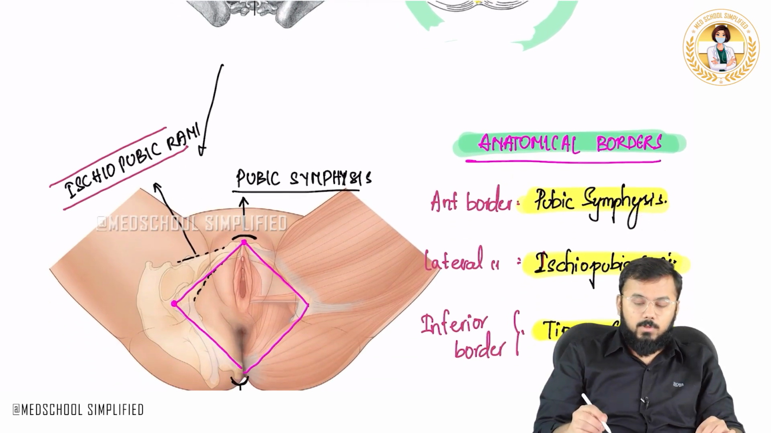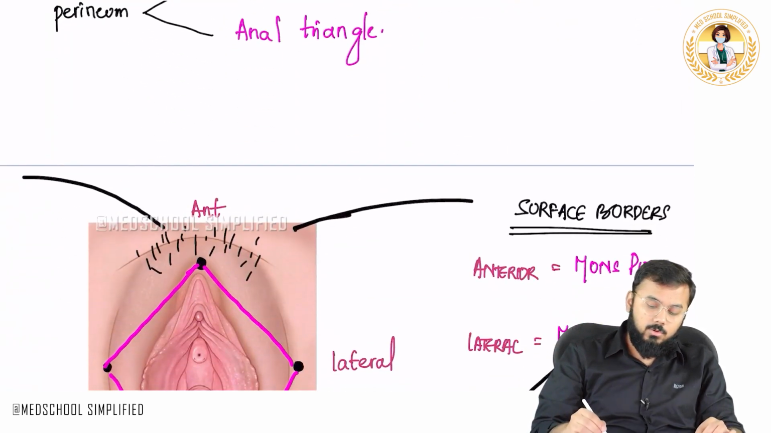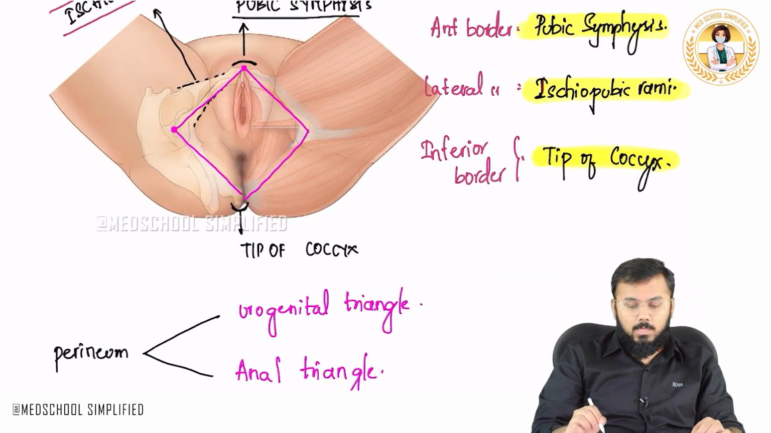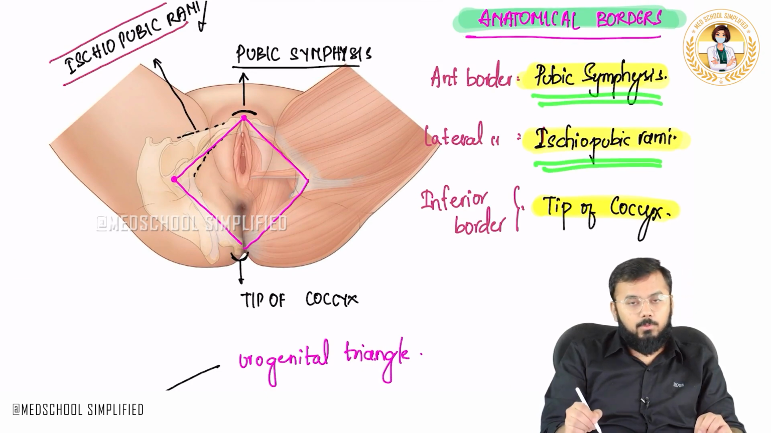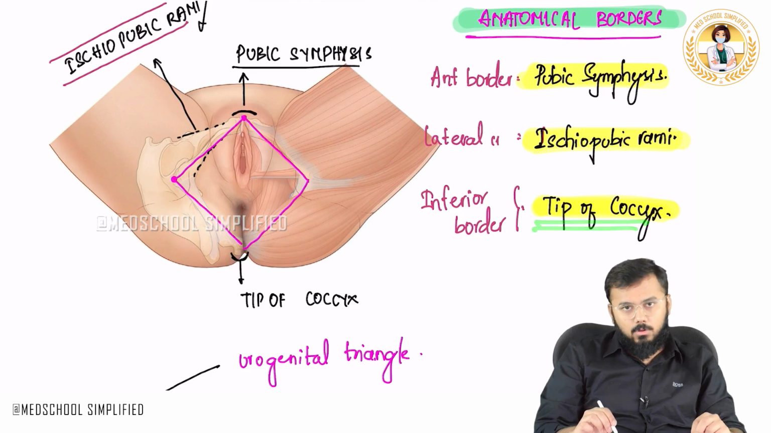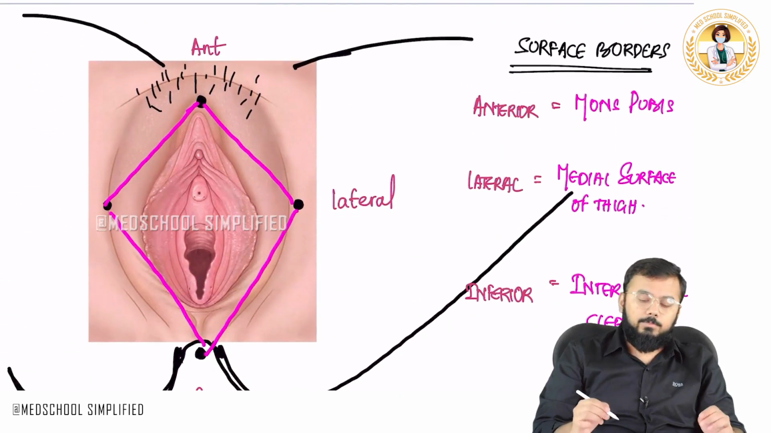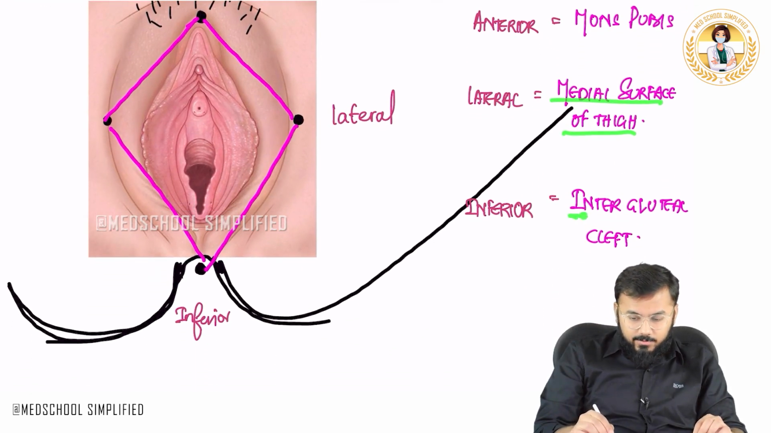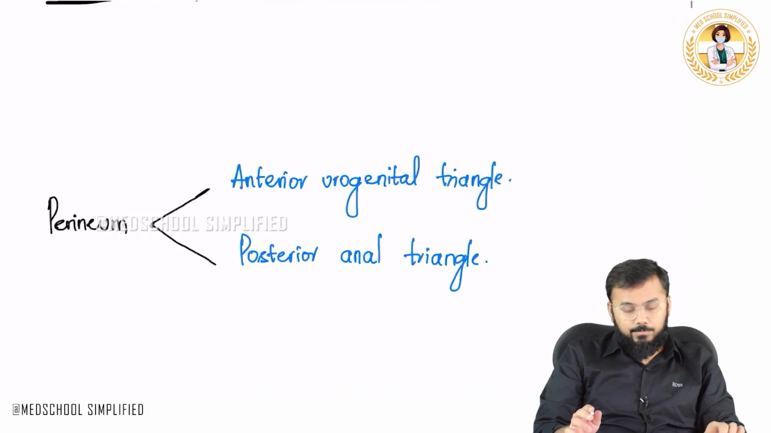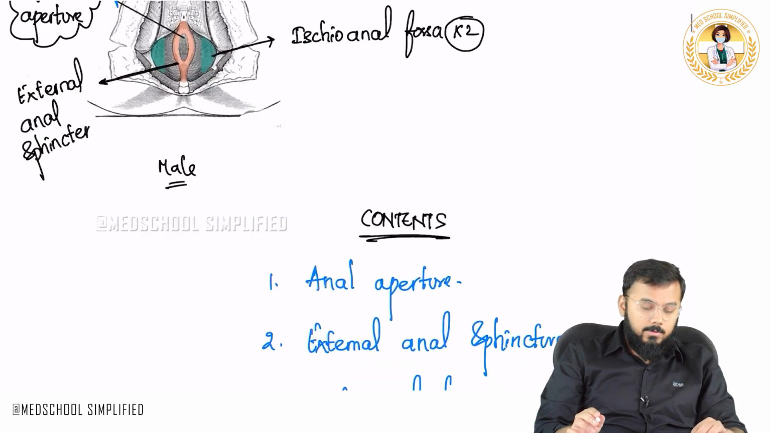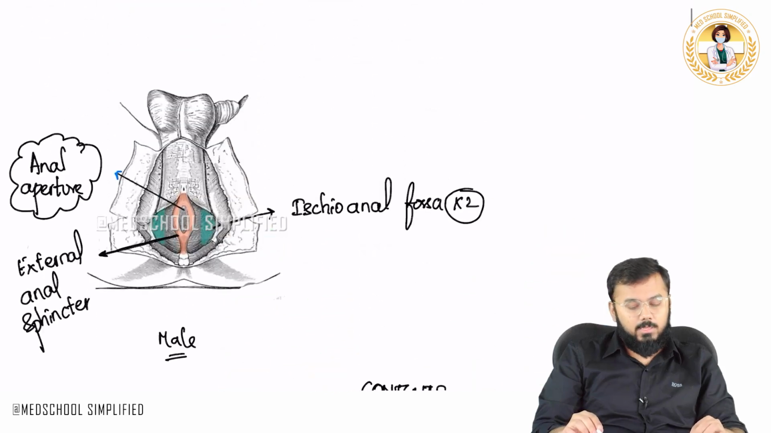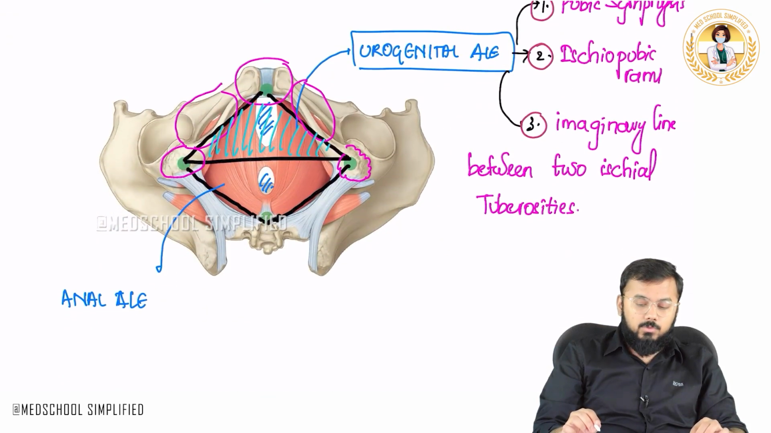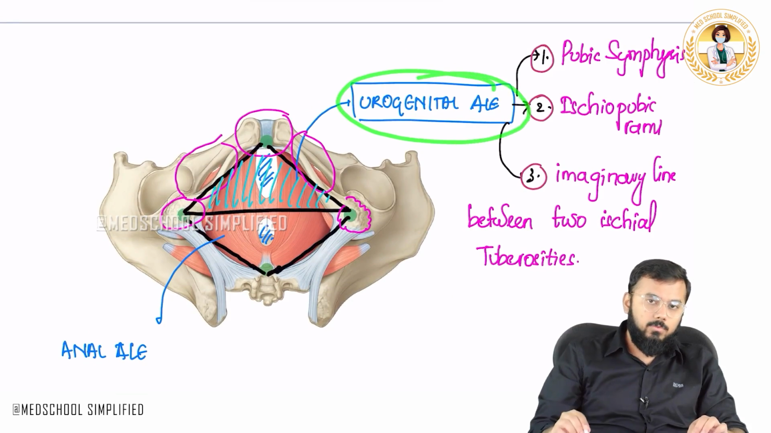There are two important borders. One is your anatomical borders and the other one is your surface borders. Coming to the anatomical borders, the anterior border is the pubic symphysis, the lateral border is the ischial tuberosity, and the inferior border is the tip of the coccyx. When it comes to the surface borders, anteriorly we have the mons pubis, laterally we have the medial surface of the thigh, and inferiorly we have the intergluteal cleft. Okay, and coming to the posterior anal triangle, these are its contents. Everything is visible in the picture. So these are the borders of the urogenital triangle.